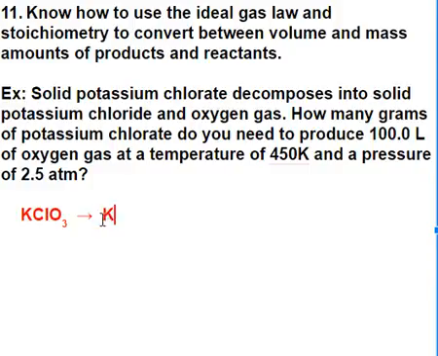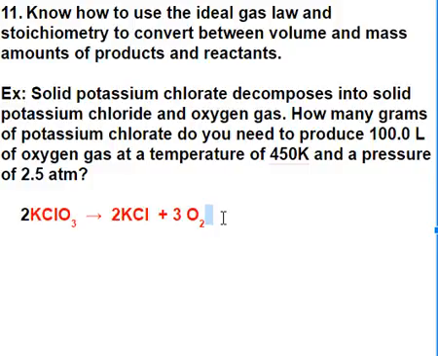Decomposes into potassium chloride, so just KCl, and oxygen gas. So you have to balance this one. With the oxygen, I'm going to need 6 oxygen to balance it, and a 2 here. So a 2 here.